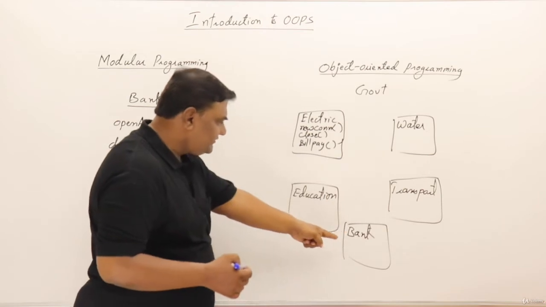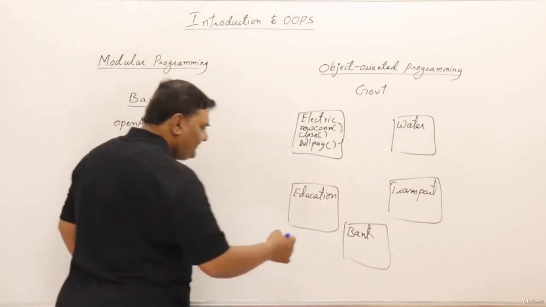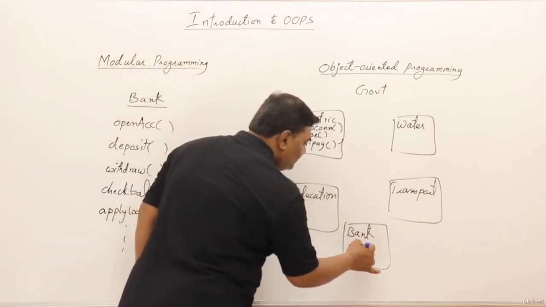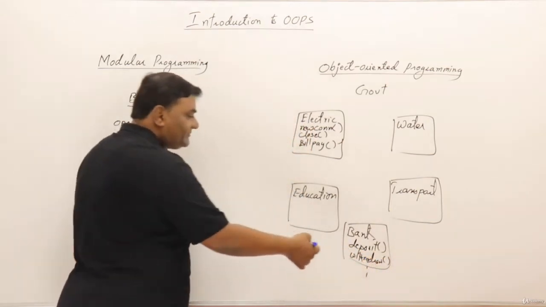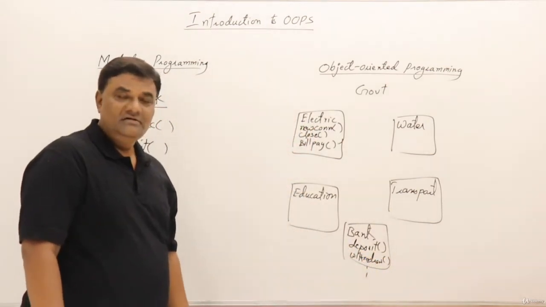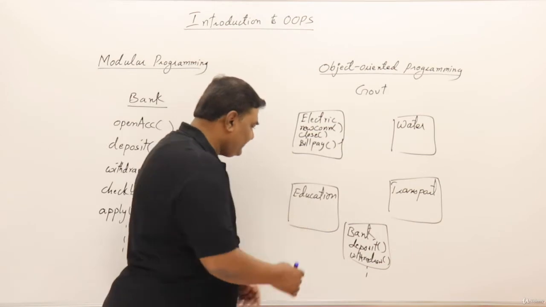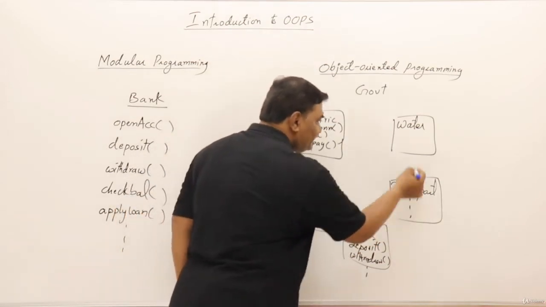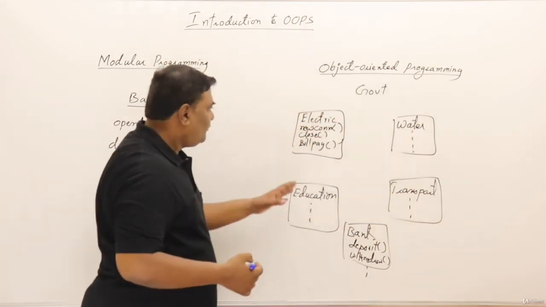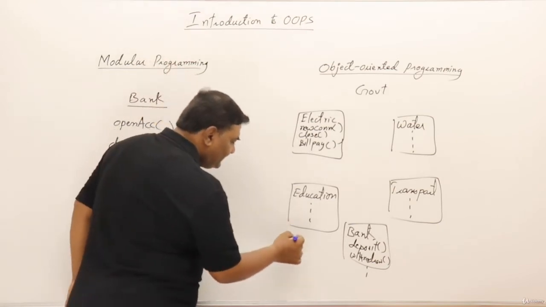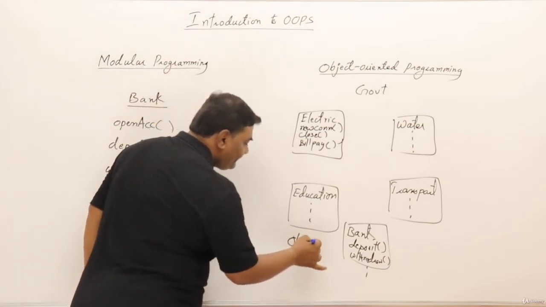Now in the same way, the bank is also there, with the same kind of functions, deposit and withdraw, all those things. So these come as functions of the bank. Now what is this? For these also you may be having some functions. So what do you call these? These we call objects now.